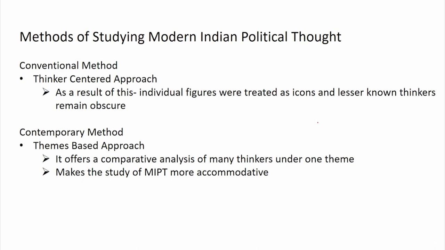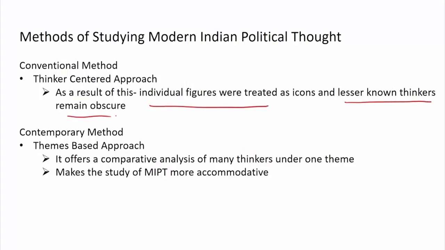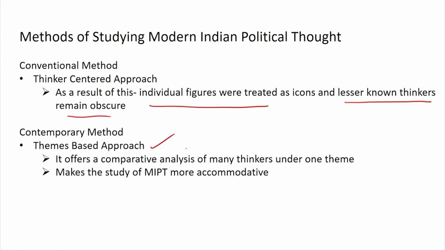Now, of course, in the next point I will explain how we need to move beyond that. The drawback of such an approach is that some individual figures get prominent space in the political discourse of that country, and some other thinkers remain obscure. That happens when you study political thought by reducing it to a thinker or some individual. Now, we need to shift from this thinker-centric approach to a more thematic or theme-based approach, where using one theme, one can study a number of thinkers and a number of works in a comparative perspective, and that gives a more inclusive, more accommodative and broader understanding of political thought and ideas in any tradition.